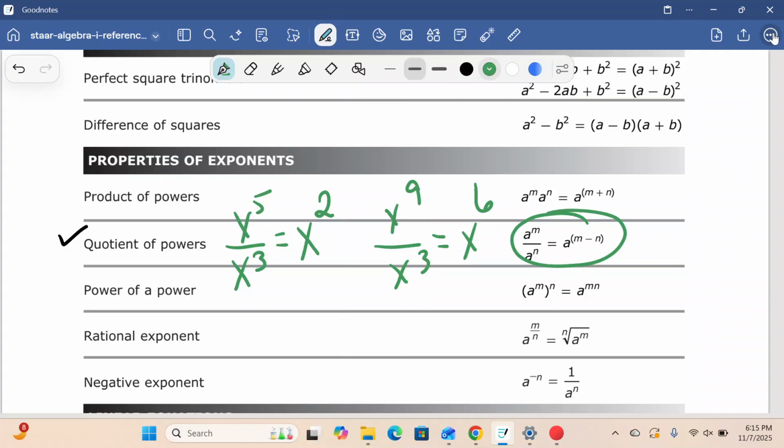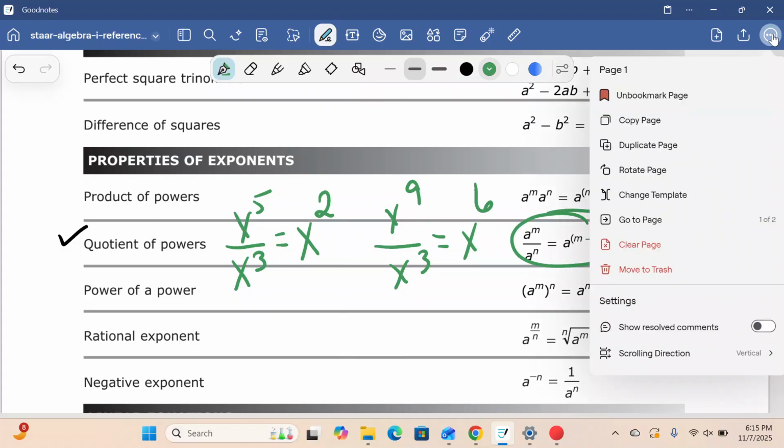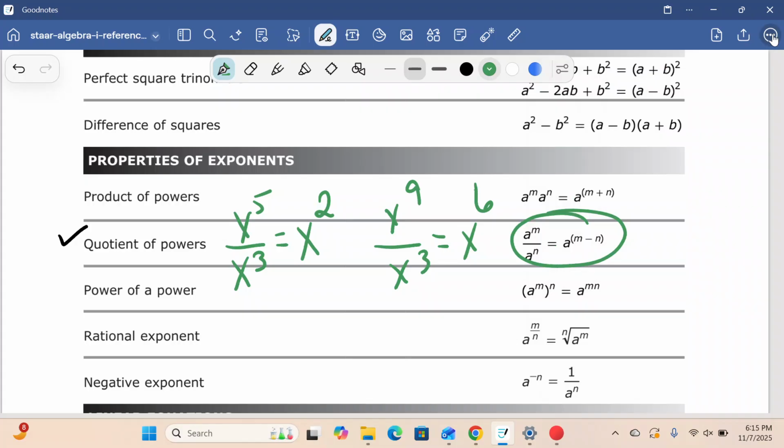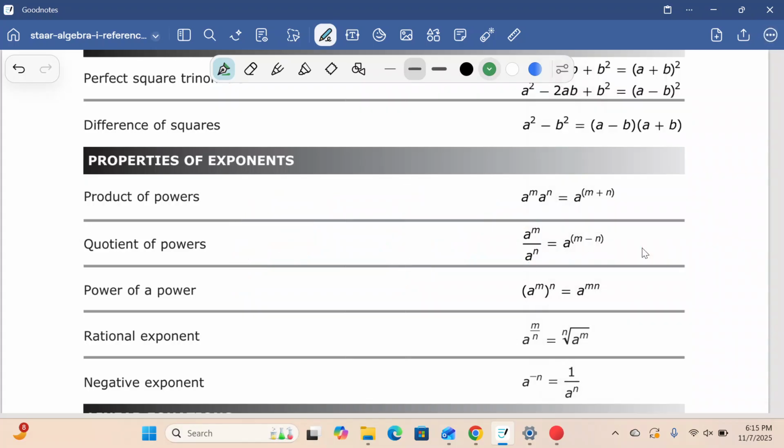The third property of exponents that we are going to deal with, let me go ahead and clear the page, is a power raised to a power. Anytime that you have, let's say, x to the fourth raised to the fifth, you keep the same base and you multiply the two powers, where you have 4 times 5, which gives you 20.